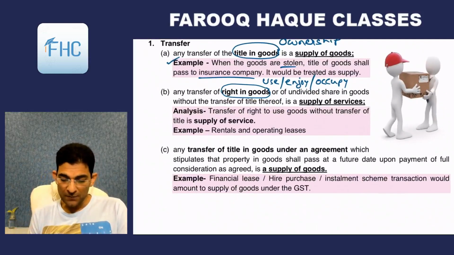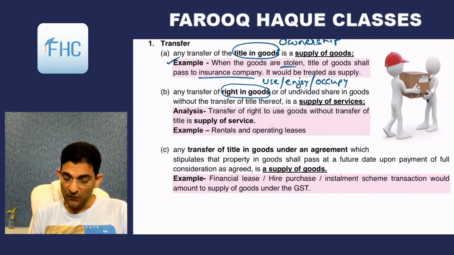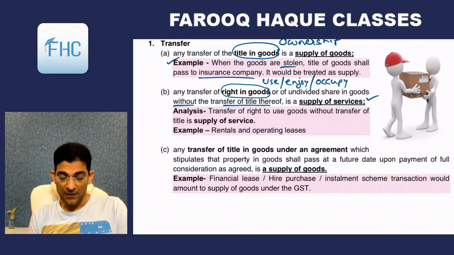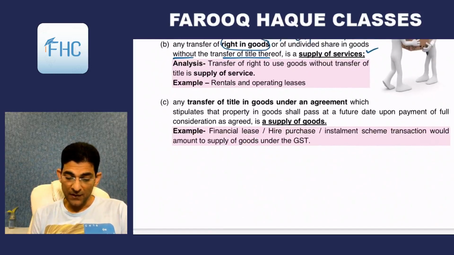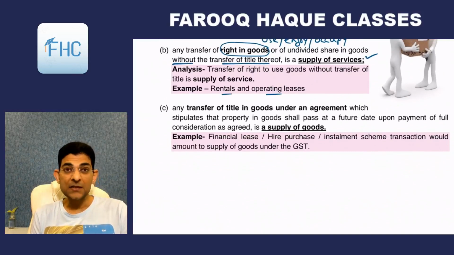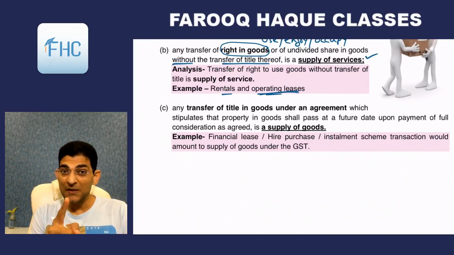So that is a simple point. It says, or of undivided share in goods without the transfer of title thereof, is a supply of service. Examples are given: rentals, operating leases, etc. Operating leases are where there is no intention to transfer the title. Finance lease means where there is intention to transfer the title.